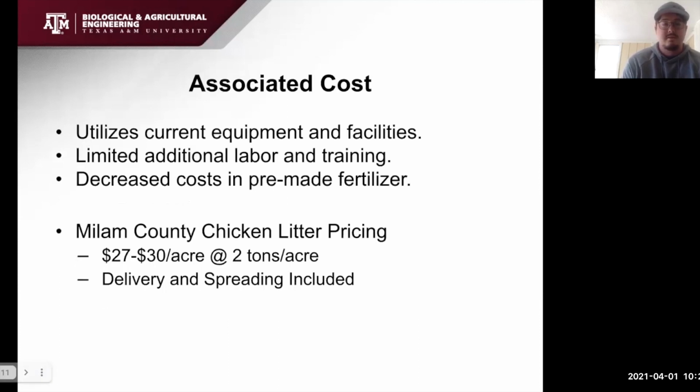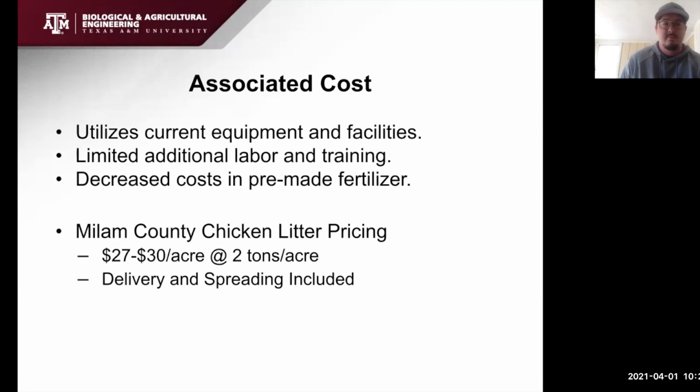The associated cost, like I said, they're utilizing the current equipment and facilities on the site. This has limited additional labor and training, and you're actually saving money by not buying that pre-made fertilizer. So I know personally, I've talked to farmers around Milam County. I'm actually from Milam County, and we buy chicken litter for our hay fields. So I had a lot of context for finding this information, and had a lot of farmers to talk to about how they've seen transitioning over to chicken litter.